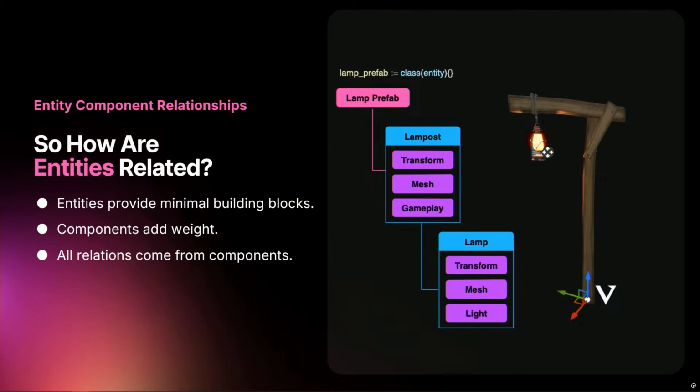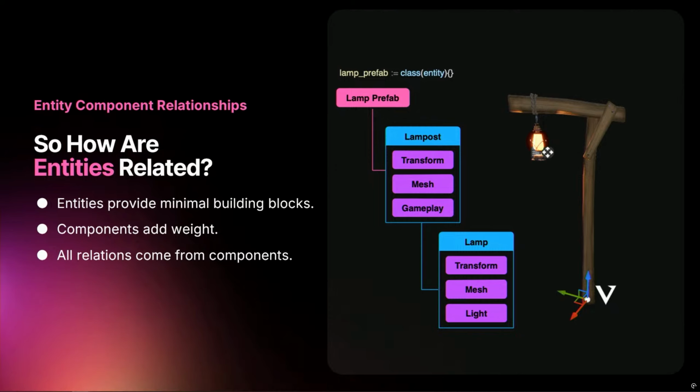Here's a bit more of an in-depth entity prefab setup. We have this lamp prefab here, right? That's how it'd be referenced in the assets file. And then this is made up of two different entities. First is the lamppost, which has three components. It's got a transform to give it place in space, a mesh to represent it, and then some gameplay element, right? This could be a piece of Verse code or an interactable component, something that lets you play with it. Then underneath it has a sub-entity, which is this lamp, which again also has three components. It's got a transform, a mesh, and a light.